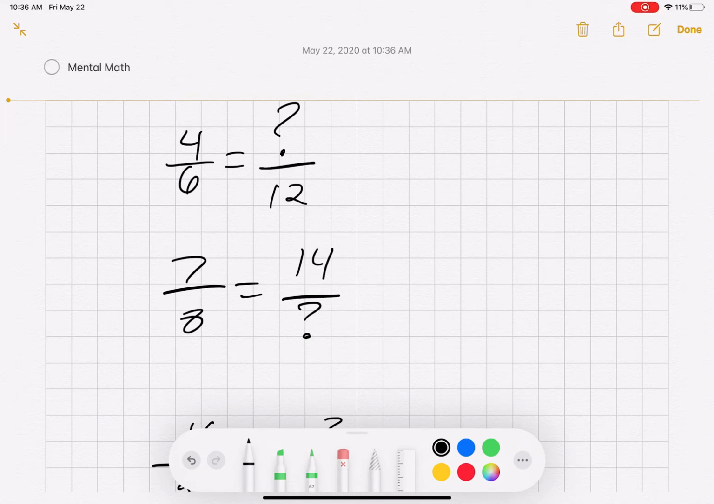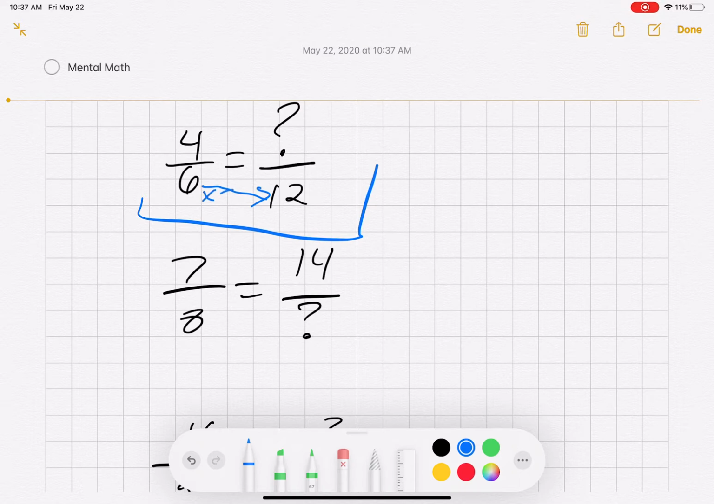Hey guys, welcome back. Today we're just going to do a quick little mental math problem just to keep our fractions fresh in our brain. So we're just going to have a look at this first fraction here. And remember, whatever I do to the top part of the fraction, I'm going to do to the bottom part of the fraction. So I want you to think in your mind, what did I multiply 6 by to get 12?